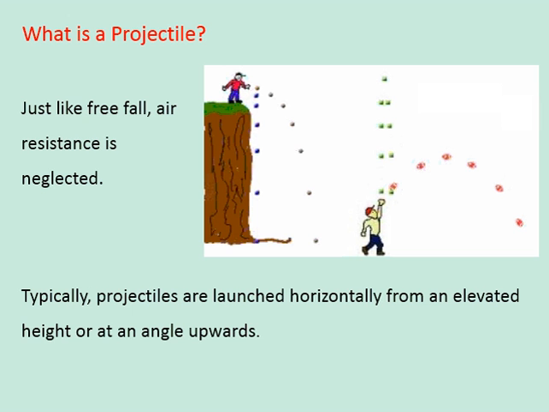So typically, projectiles that we're going to look at are objects that are launched horizontally from an elevated height, something like here, similar to what we started with free fall, or thrown upwards but at an angle. So where we started talking about free fall and we said directly up and directly back down again, essentially an angle of 90 degrees, we're going to start talking about objects that are thrown upwards but at an angle somewhat less than 90 degrees.